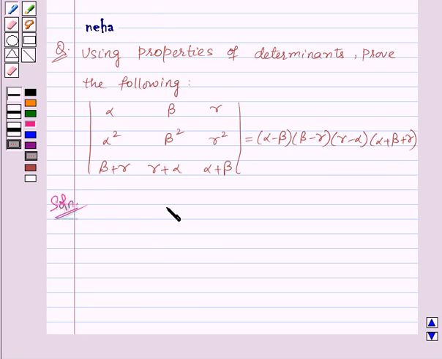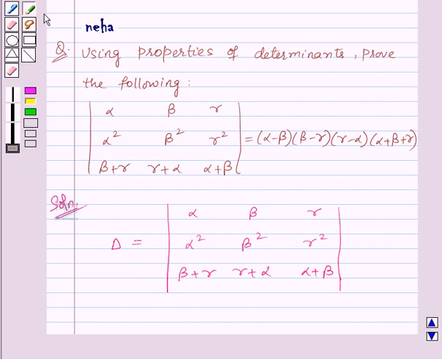We are given the determinant of order 3 by 3 with elements alpha, beta, gamma, alpha square, beta square, gamma square, beta plus gamma, gamma plus alpha, alpha plus beta. So let us assume that this determinant is equal to delta. So now we need to show that delta is equal to alpha minus beta into beta minus gamma into gamma minus alpha into alpha plus beta plus gamma.